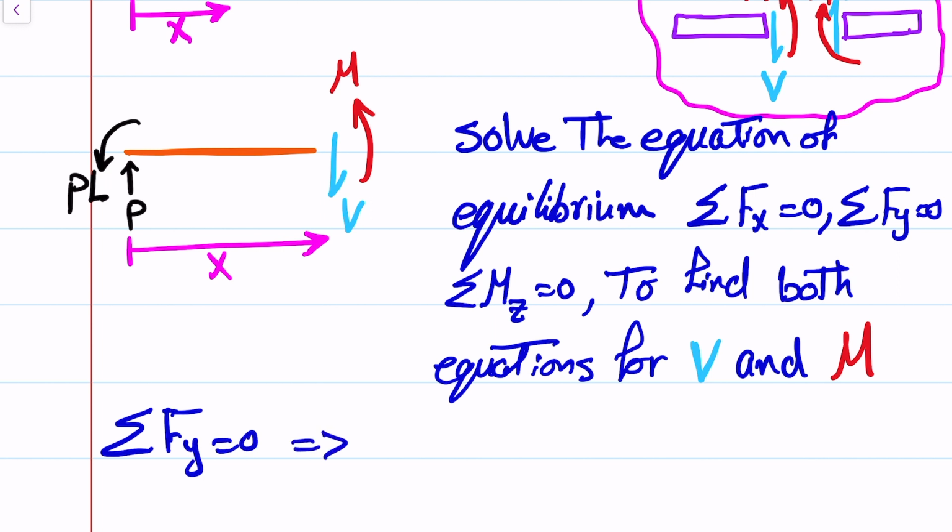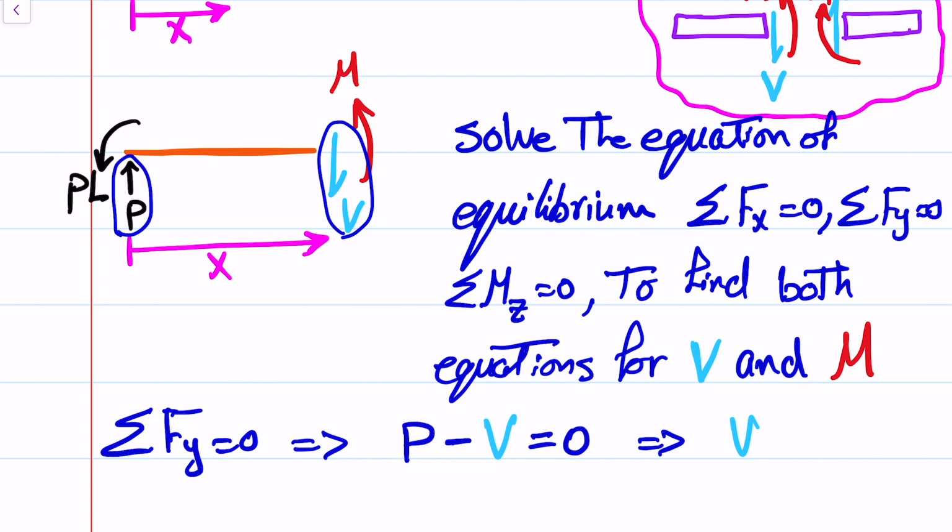This P is pointing upward, so it is positive. And in this case, the V, the shear force, is pointing downward, so it would be negative. So P minus V equals 0. That means V equals P. Okay, this is the value of the shear force.